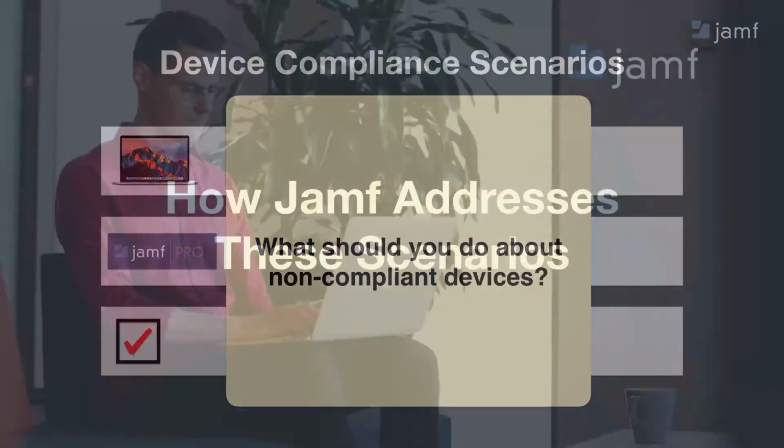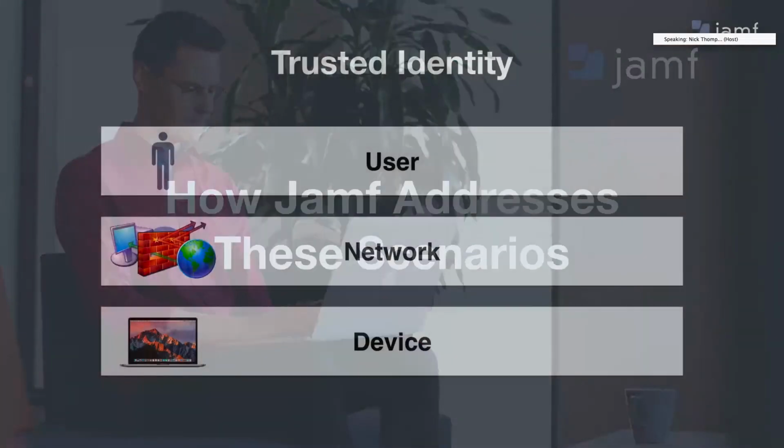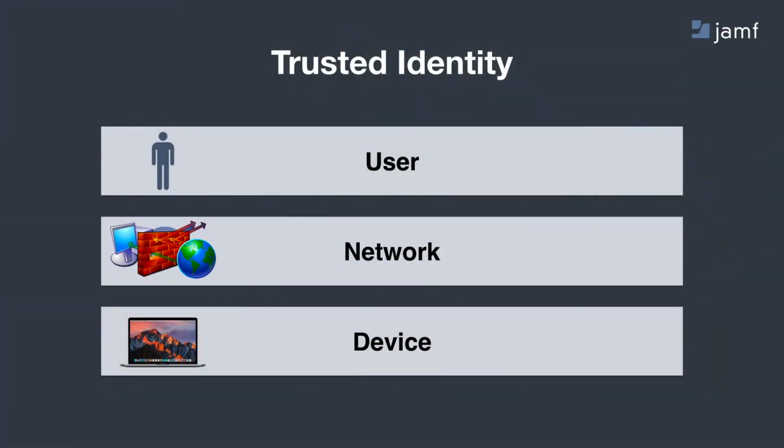So let's take a look at some of the ways that Jamf addresses these scenarios. Again, I'm very quickly going to touch on the three areas of a trusted identity that I'm calling out today: the user, the network, and the device. Now, of course, on the user side, we can configure complex usernames and passwords and impose those at the device level, although ultimately they're tied to the user identity.